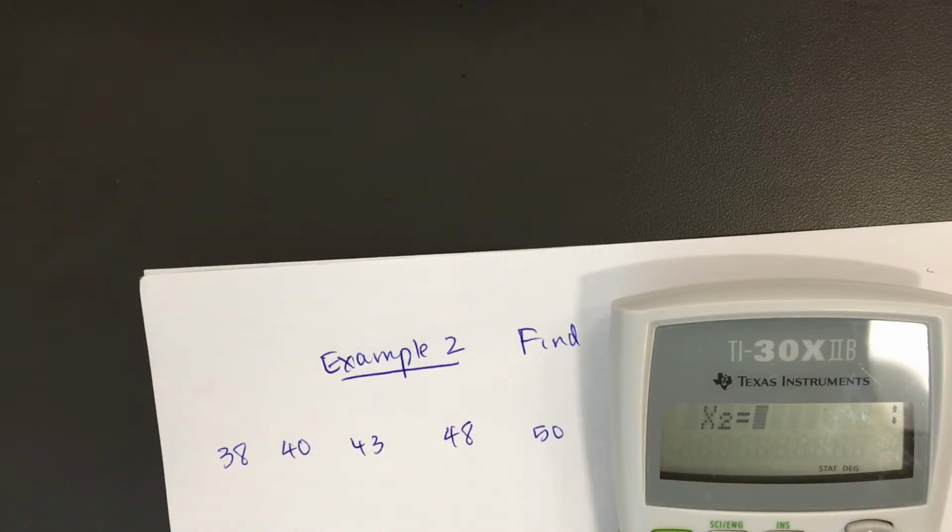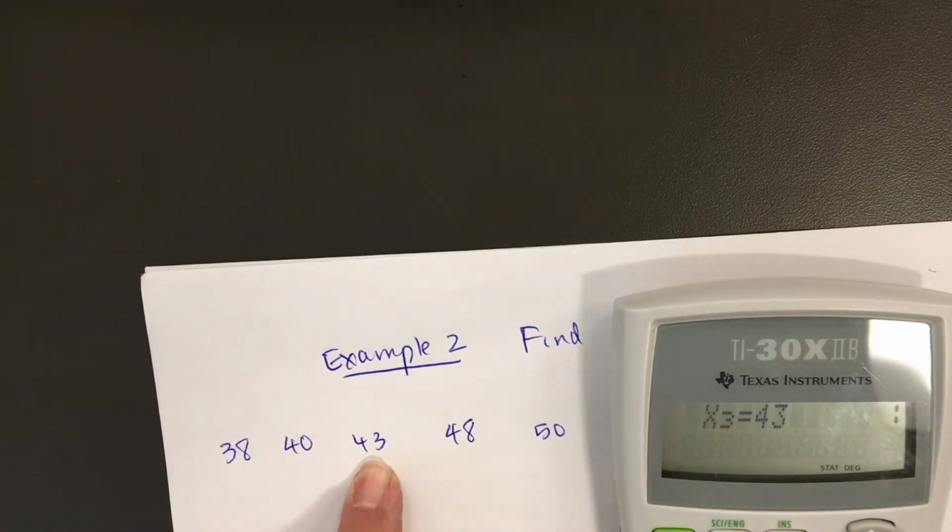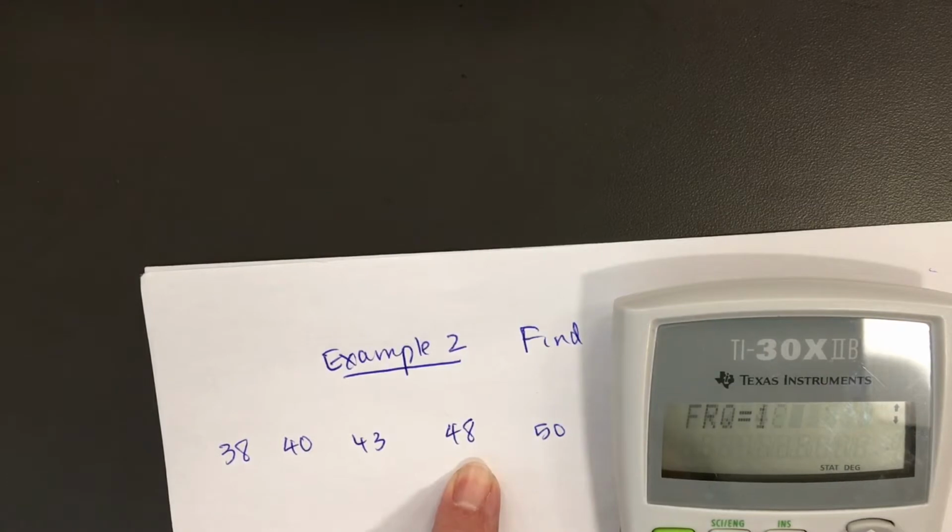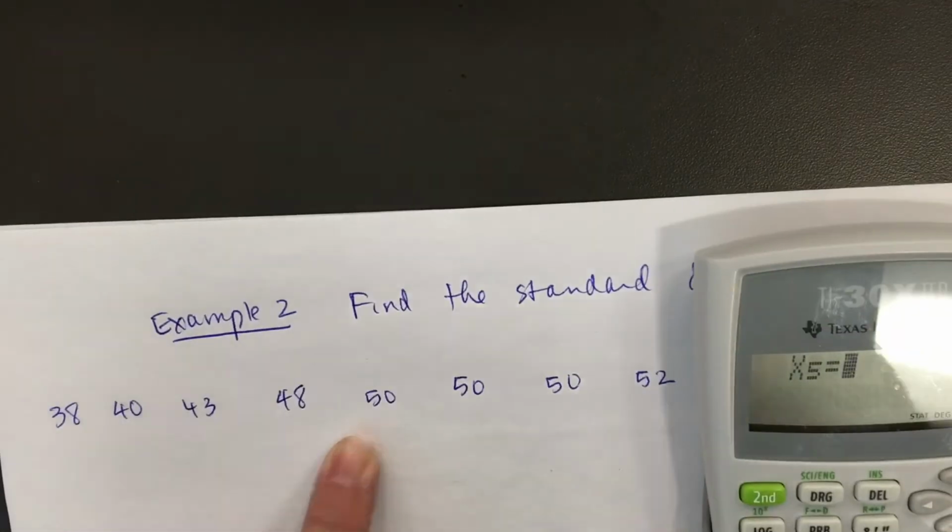And the second data item is 40. Put 40 in there. Press the down arrow again, and the default frequency is 1, so that's what we want. Just press the down arrow again. The next data item is 43. Down arrow, frequency of 43 is 1. Down arrow, 48. For the 4th data point, hit the down arrow, frequency is 1 for 48. Down arrow again. Now the 5th data item is the 50.